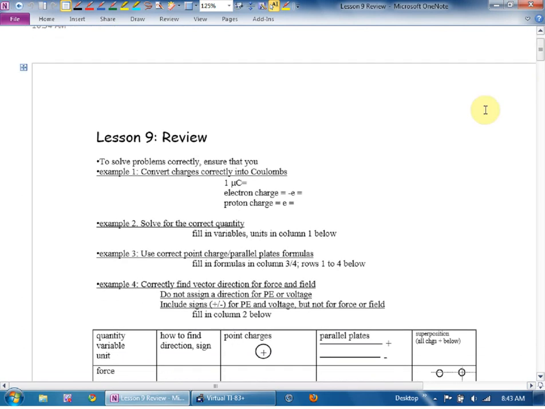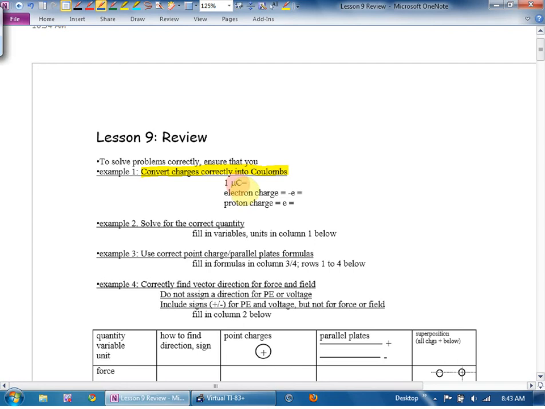Kind of putting fine touches on everything. First of all, when you're solving equations, when you're solving problems, double check to make sure that you convert charges correctly into coulombs. So the most common one that we used was 1 microcoulomb. What was 1 microcoulomb the same as? I'll give you a hint.